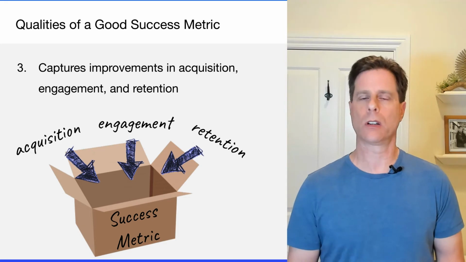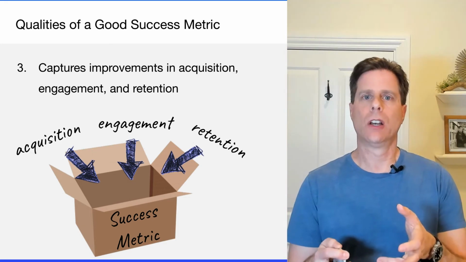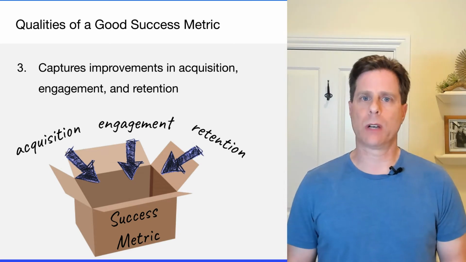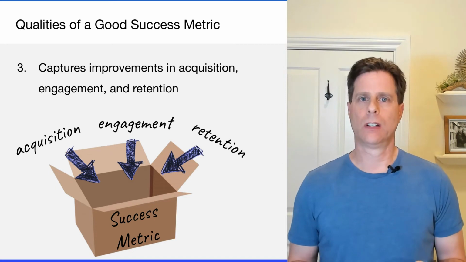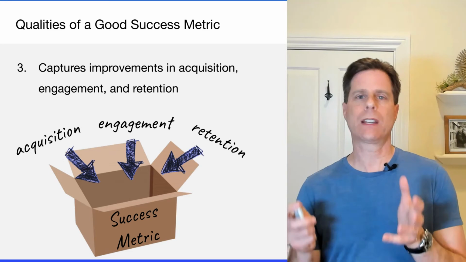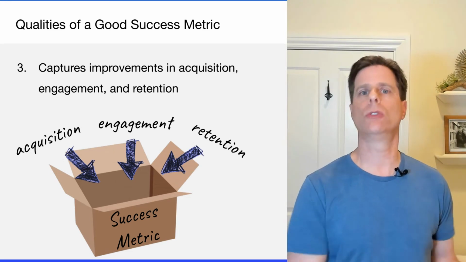So you want to look at something like that metric versus a metric such as the number of new people this month who started using my feature. That focuses only on the acquisition of new users for your feature. If you get existing users to use it more often, that metric won't move. It's only focused on new users.